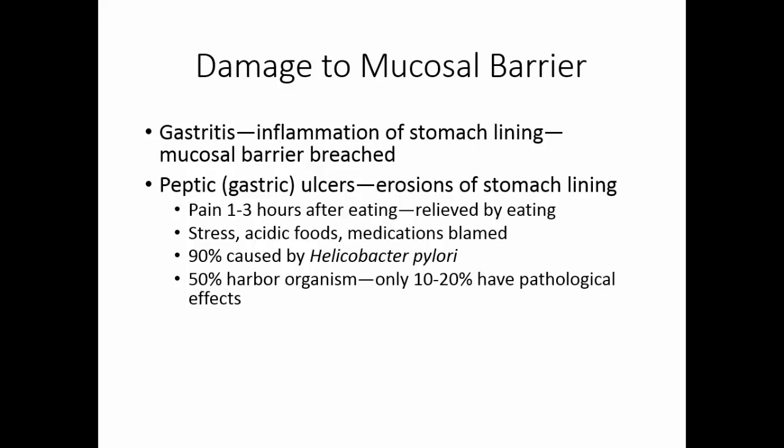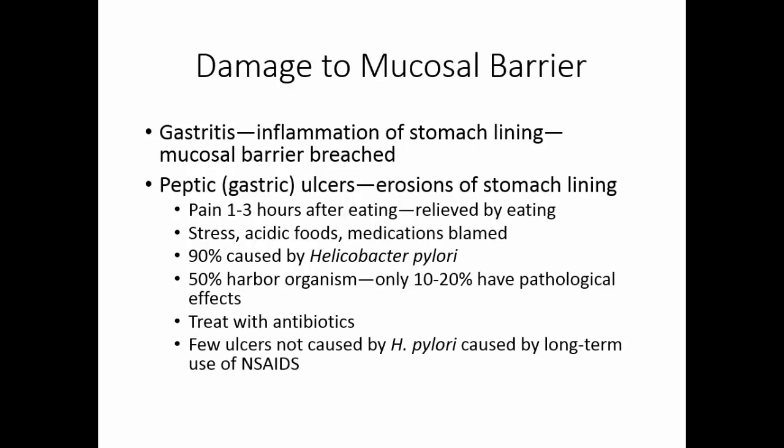effects. To diagnose Helicobacter pylori, there's a simple breath test. This organism releases a lot of urea, and you can detect the urea in the breath. Because this is a bacterial infection, you can treat it with antibiotics. The few ulcers that are not caused by H. pylori are caused primarily by the long-term use of non-steroidal anti-inflammatory drugs, or NSAIDs, things like aspirin or naproxen. You treat these ulcers by blocking hydrochloric acid secretion.